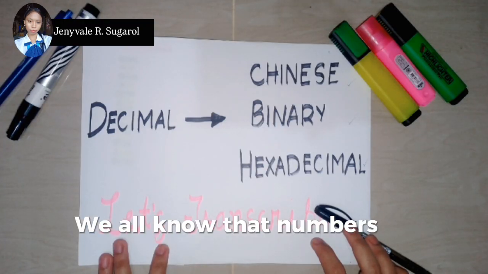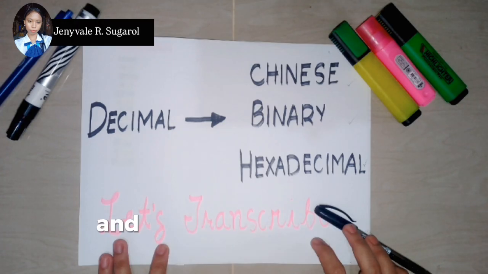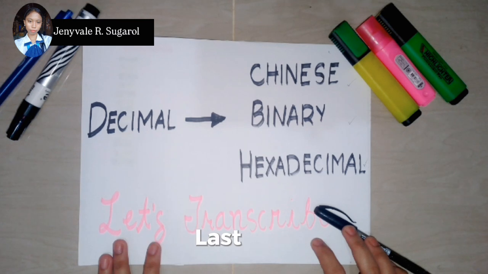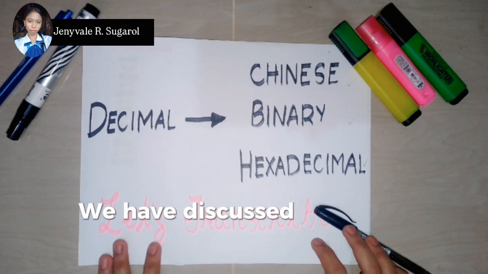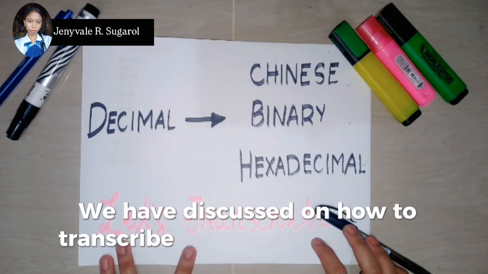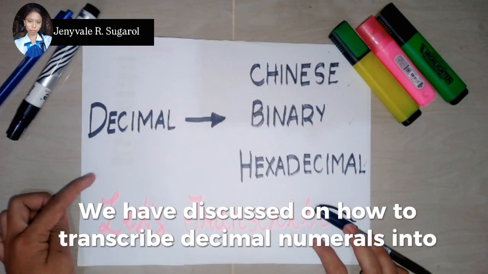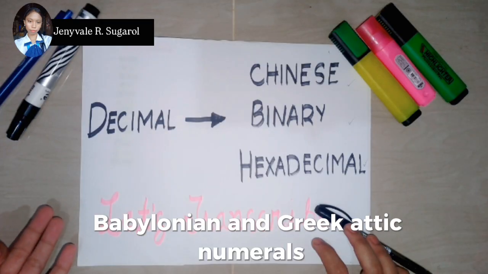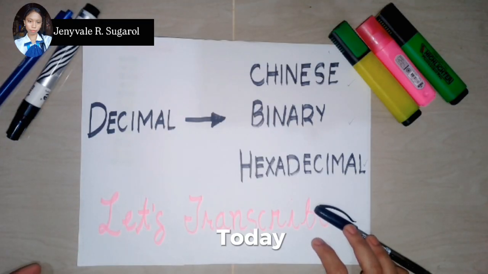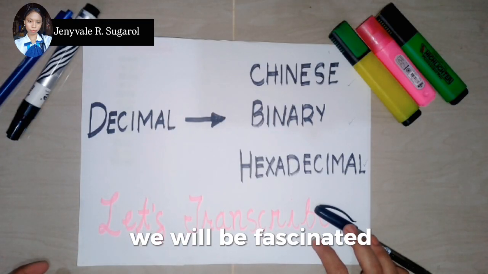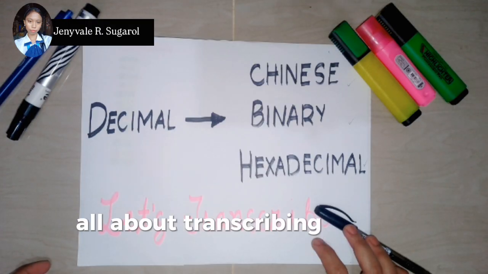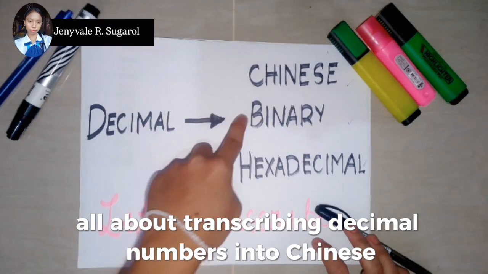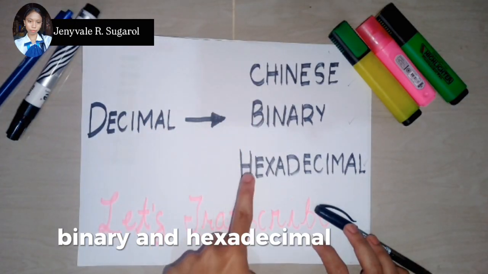We all know that numbers are very universal, and they can be written in different forms. Last week, we discussed how to transcribe decimal numerals into Egyptian, Babylonian, and Greek Attic numerals. Today, we will be fascinated by transcribing decimal numbers into Chinese, binary, and hexadecimal numerals.